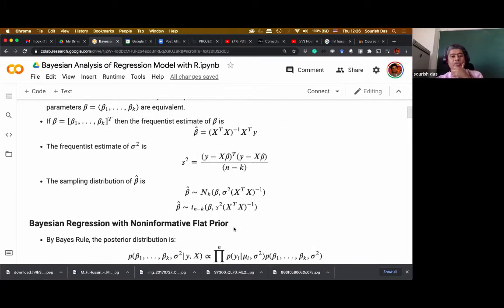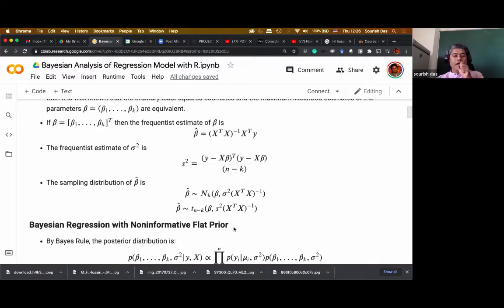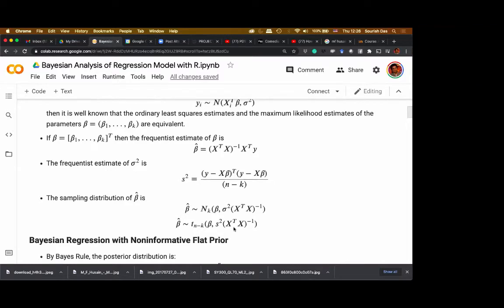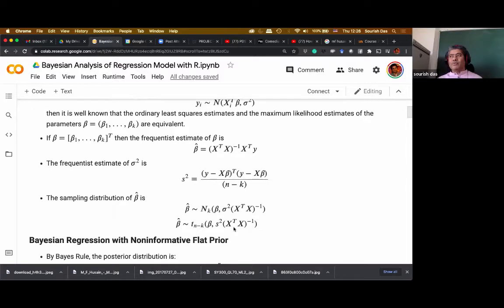The frequentist method actually solves this problem in a very different way. So you have to look into the actual derivation of how this beta hat was derived. First of all, proving that beta hat follows a k-variate normal is not a very difficult thing.